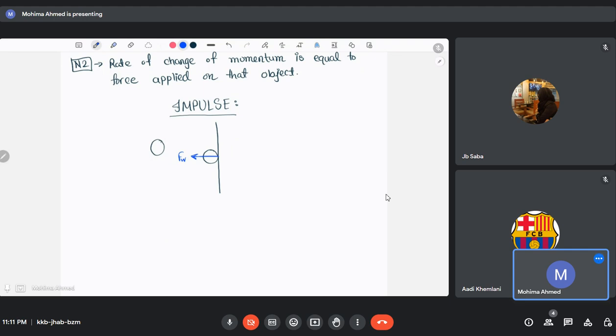Now, according to Newton's third law, there will also be a force acting on the wall, in the opposite direction with the same magnitude. So over here, another force, from the ball to the wall, of the same magnitude but in the opposite direction, indicating Newton's third law of motion. If you draw this, it will be F ball, the force from the ball on the wall.